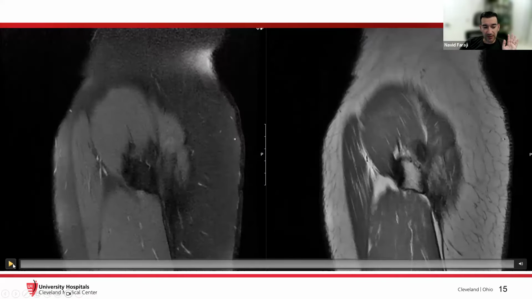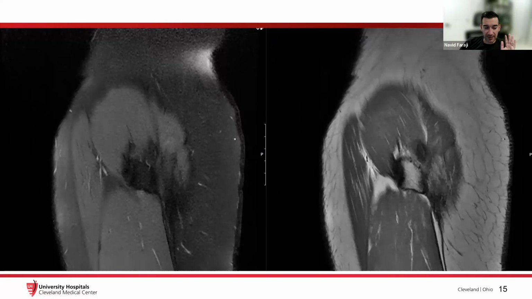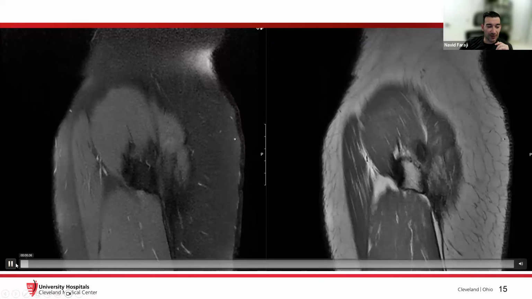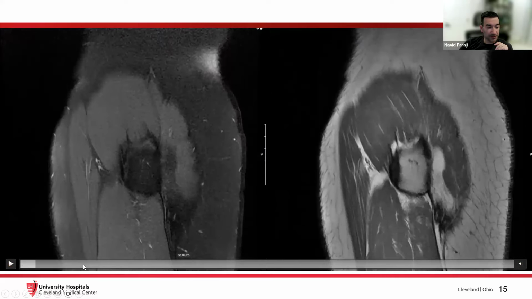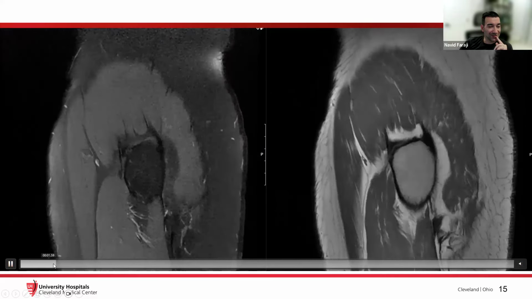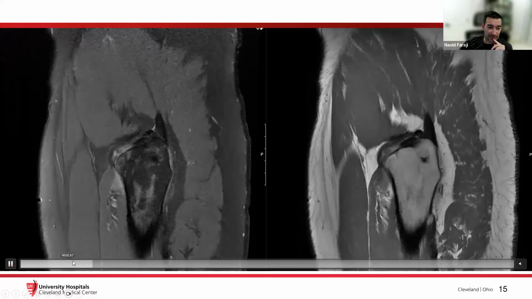So we talked about this protocol. We have coronals and axials in a large field of view. Oh God, forgot to mute this one. Okay, we do get a sagittal of the affected hip in this protocol.